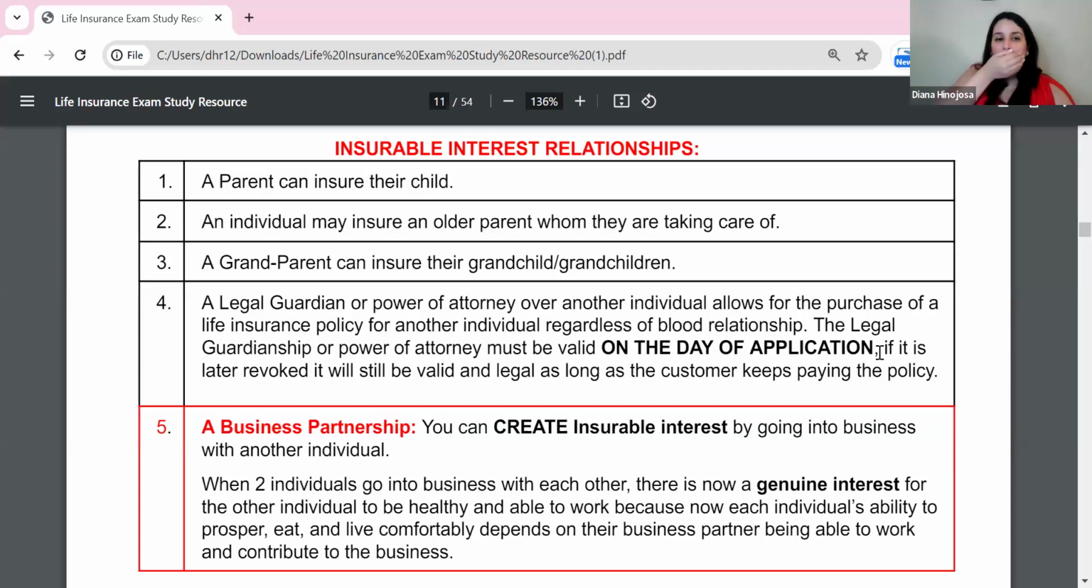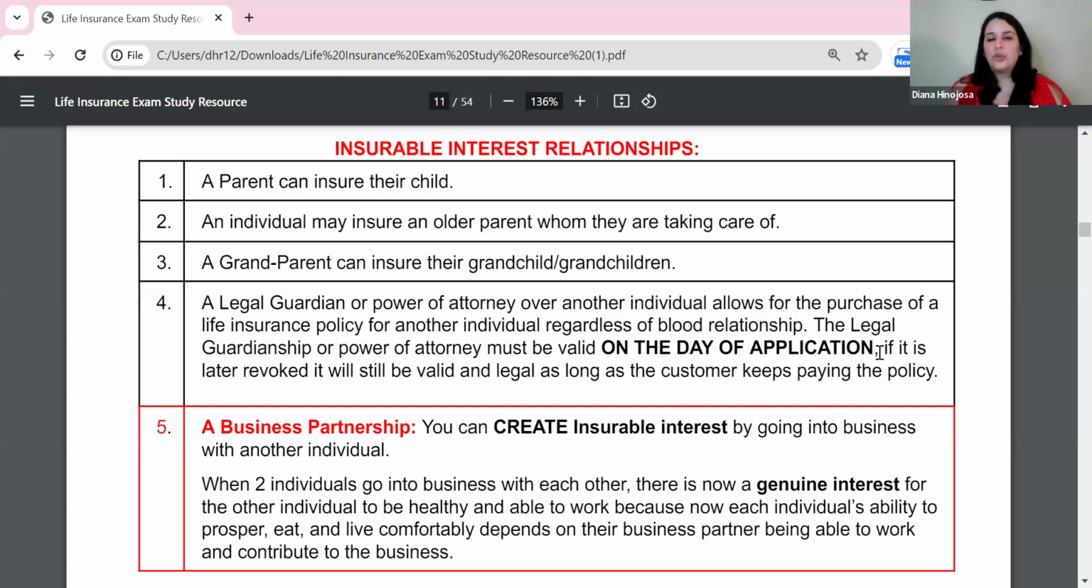Please don't do that. The next one: the insurance exam says that we bypass insurable interest laws, and that is how they word it, so please make sure you take note of that. You bypass insurable interest laws by going into a business partnership with somebody else. If my best friend and I decide to become business partners, once we have that paperwork and it's legal and set, I can buy a life insurance policy on her.